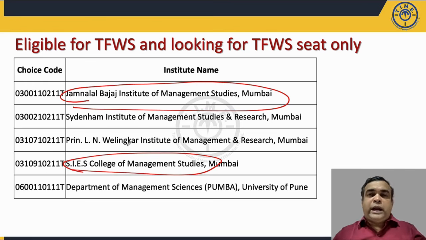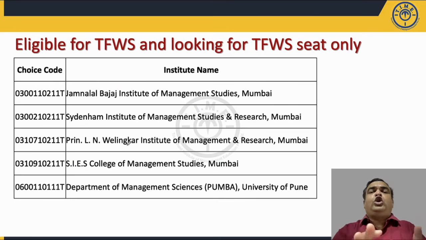Now please understand, will anybody choose a lower grade college just because the tuition fee waiver seats are available? Generally, highly unlikely to happen that way, because nowadays education loans are easily available, so people can fund their fees through education loans. So my suggestion is not to go for this option, that you choose a college with a lower rank just to get a tuition fee waiver seat.